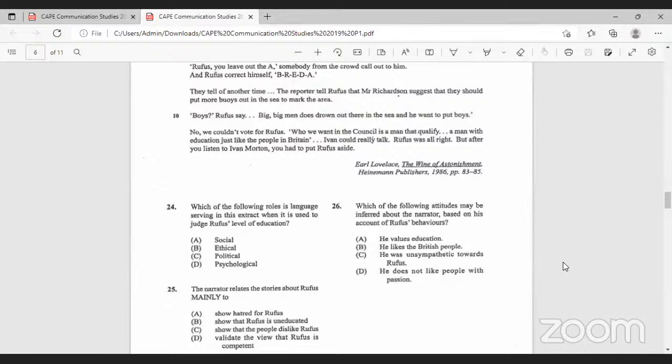26, which of the following attitudes may be inferred about the narrator based on his account of Rufus's behaviors? Is it A, he values education, B, he likes British people, C, he was unsympathetic towards Rufus, or D, he does not like people with passion? The narrator says, no, we need a man with education, just like people in Britain. So for 26, the answer is A, he values education.